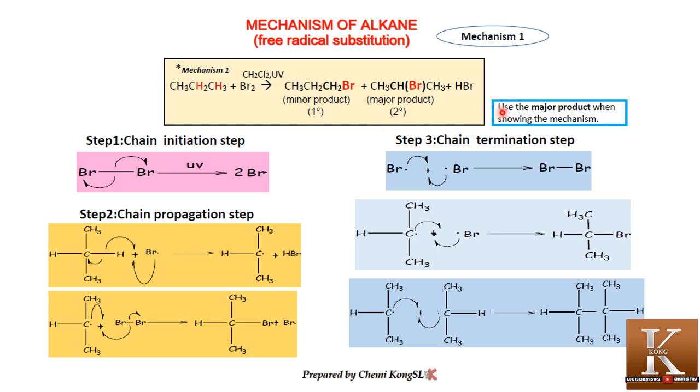Okay, so this is the example for the first mechanism, free radical substitution. There are 3 steps. You have to give the name of the step. Step 1, only 1 equation. Step 2, there are 2 chemical equations. And then step 3, there are 3 chemical equations. You have to show the free radical substitution exactly like this. What is the name of step 1, step 2, and step 3? Show the half arrow and then UV. Okay, how to form the free radical and so on.